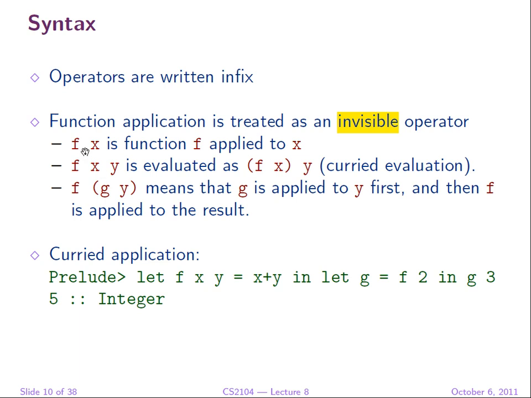And you can take this space as an invisible operator, and therefore, f x y is evaluated as f x, and the result of this applied to y, all right? So f x returns a function that can be further applied to y to return yet another result. And this is what we call curried evaluation. You know, this term curried comes from Haskell Curry, right? The pioneer of lambda calculus, who also gave the name of the language, right?